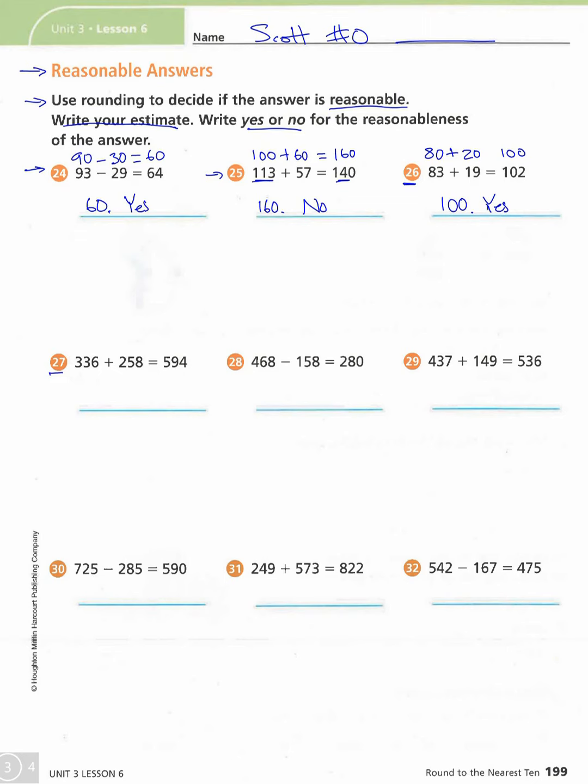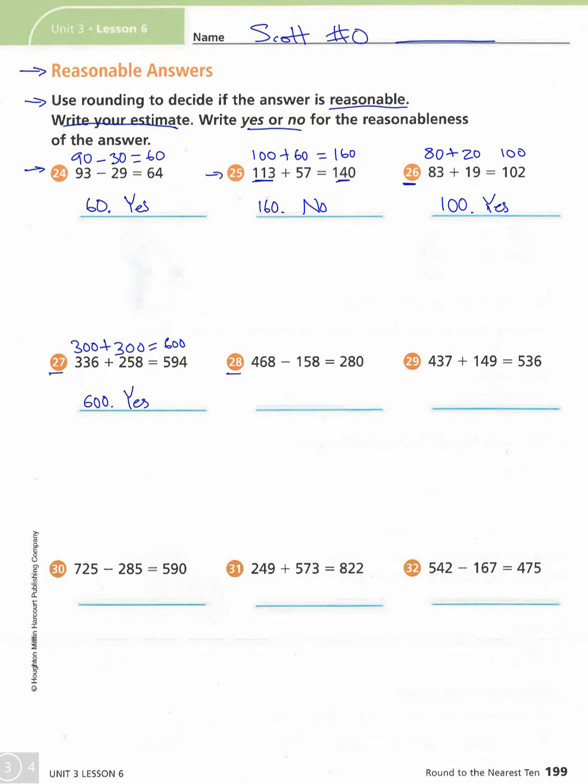Okay, let's look at number 27. Let's round this one down to 100, then round this one to 300, and round this one up to 300. When we do that, we get 600, which is only 6 away from 594. That's pretty close, so I'm going to say yeah, that's a reasonable answer.